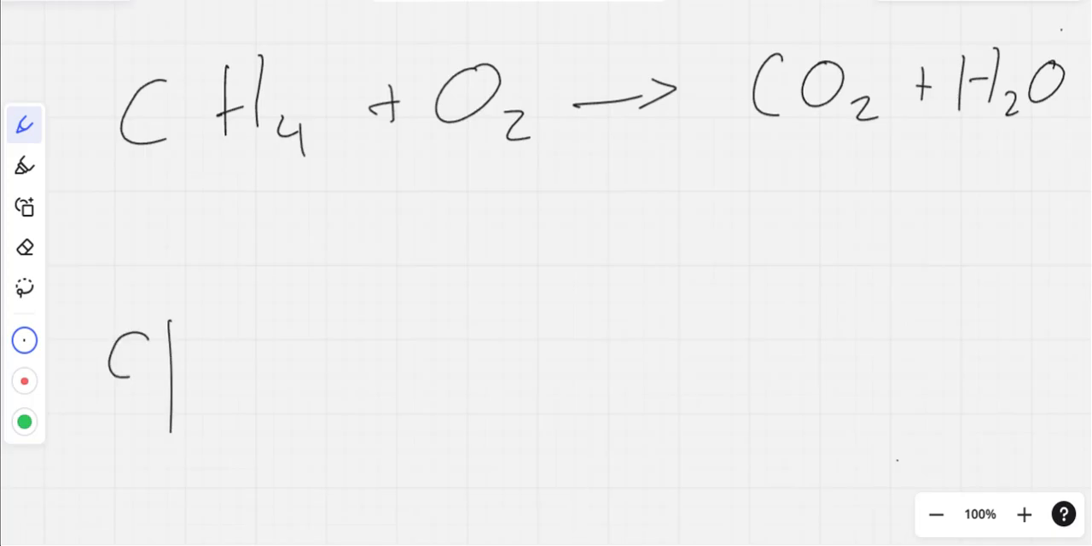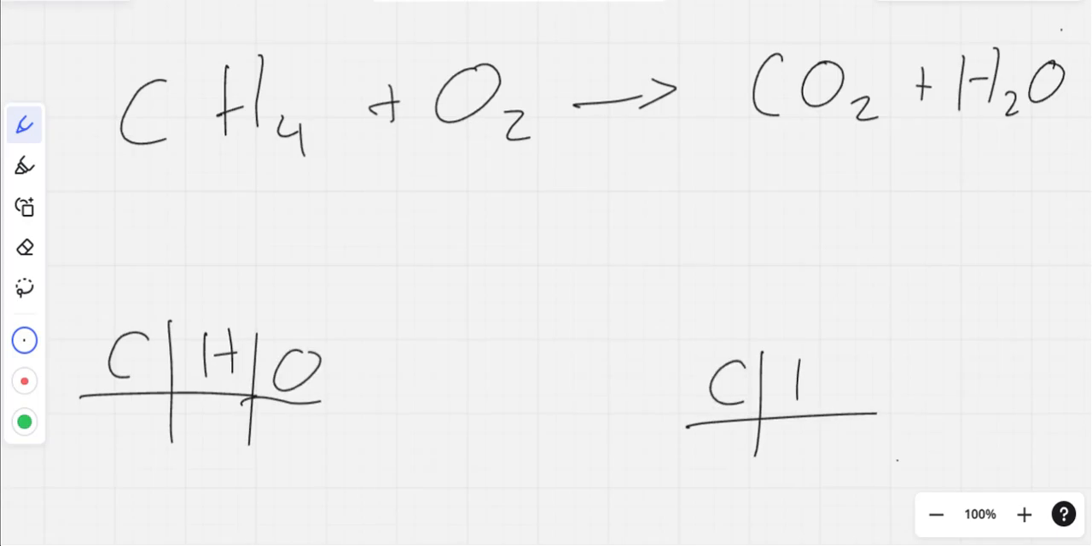So we can make our table for both sides. So then we can count. So we have 1 carbon on the left, we have 4 hydrogens on the left, we have 2 oxygens on the left. On the right side we have 1 carbon, 2 hydrogen, and now we have 2 oxygen here and 1 there. So we have 3 oxygen.